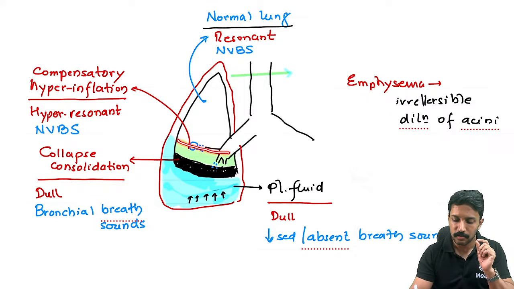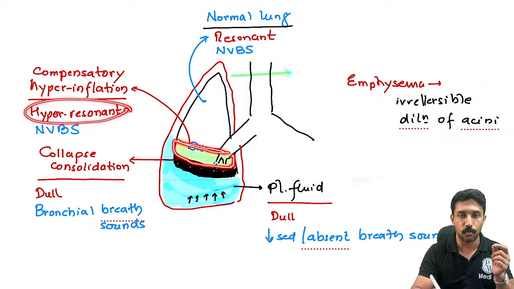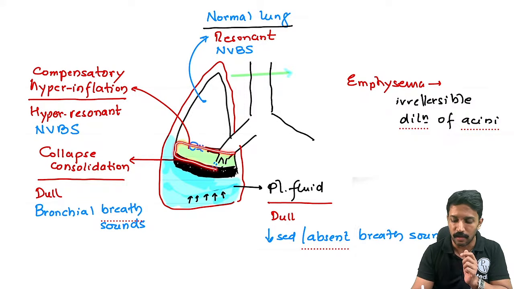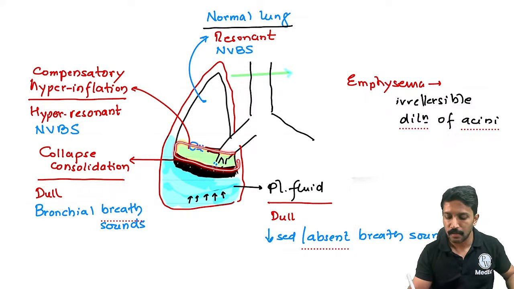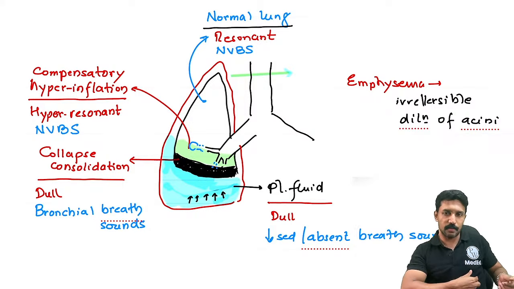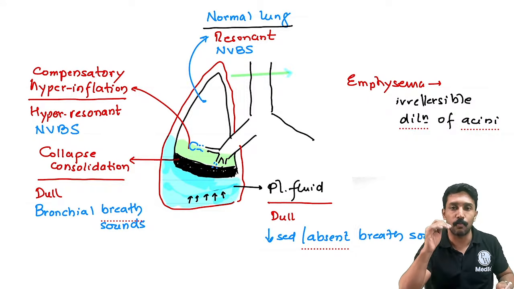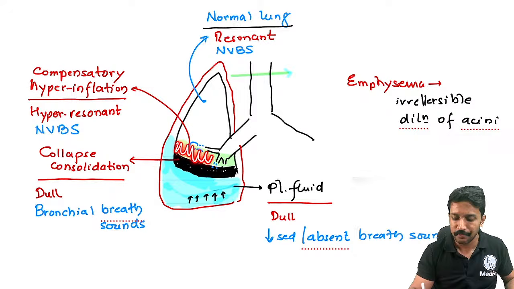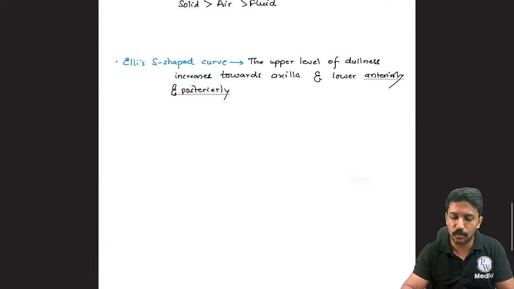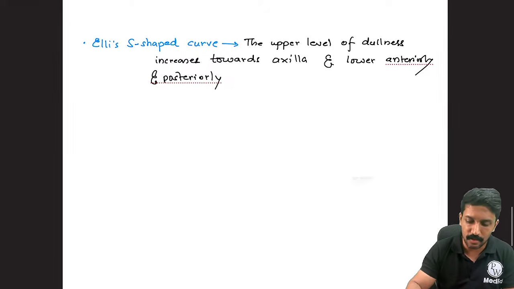But percussion just above this collapsed lung will give me a hyperresonant note, because here the alveoli are hyperinflated. And this band of hyperresonance just above the pleural effusion, going up and coming down, we will also call Skodaic resonance. So the second question that your teachers may ask you is, what is this Skodaic resonance?